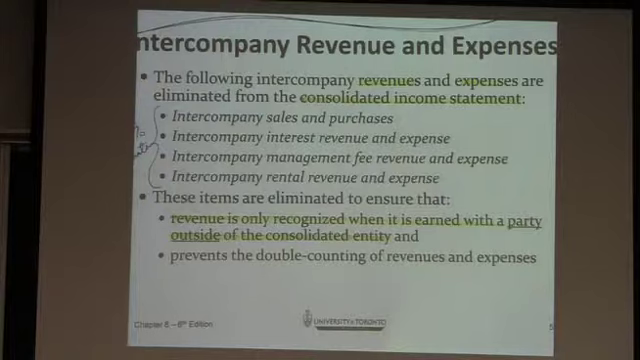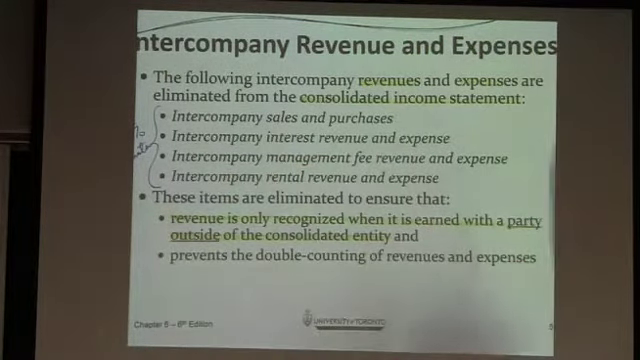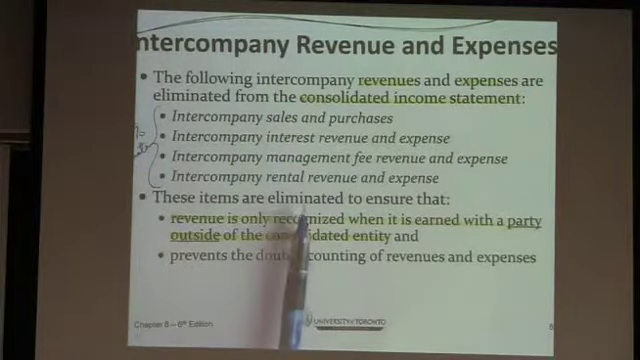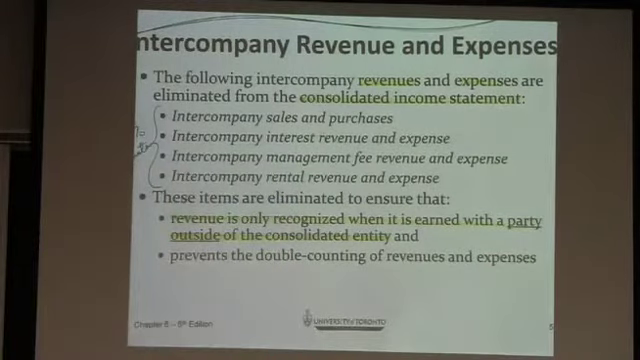So it's important for us to eliminate all of these transactions, because when we prepare the consolidated financial statement, we have to prepare it from a point of view of what transactions have occurred outside of the reporting entity. So since intercompany transactions are transactions within the reporting entity, not to the outside reporting entity, they have to be eliminated. It makes sense. Okay?